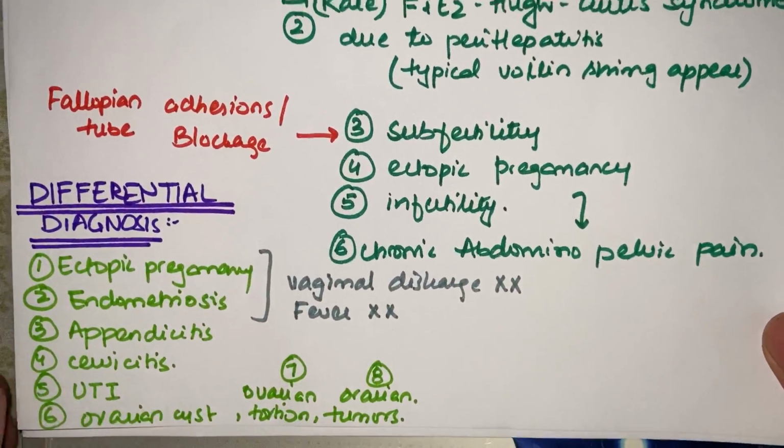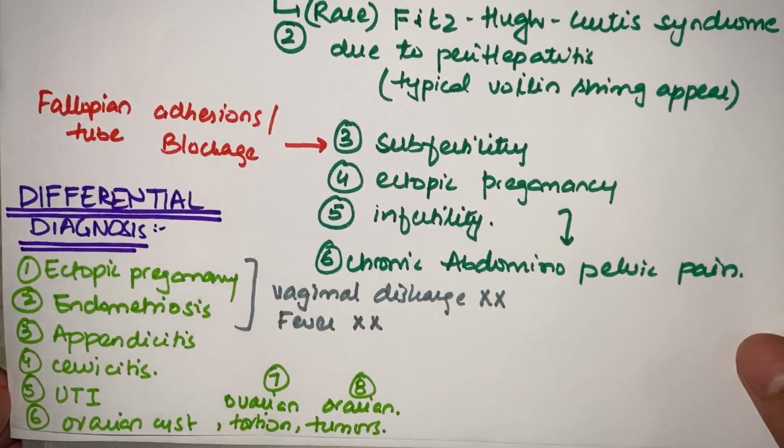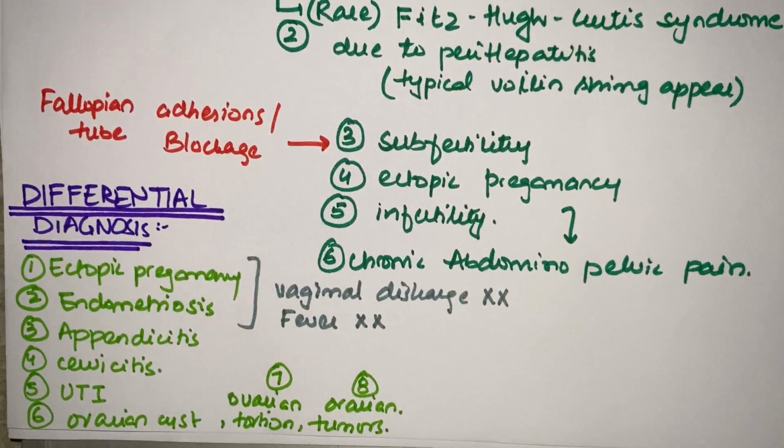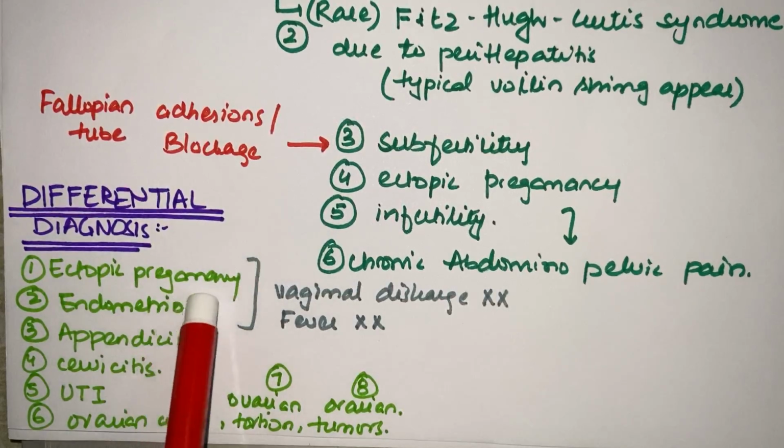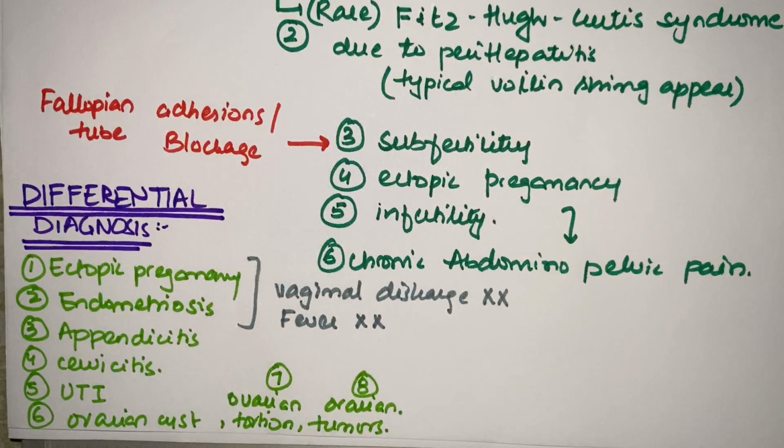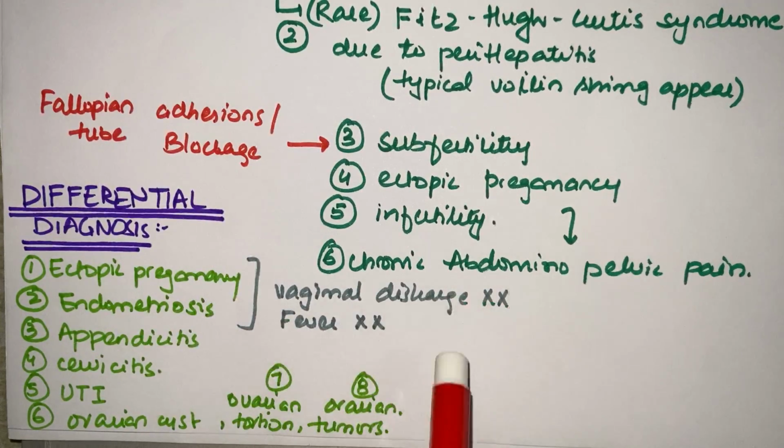Okay, moving on to the DDs. Now DDs are very important. We should know DDs of every disease so that we can diagnose adequately and manage adequately. So talking about differential diagnosis, two very important DDs are ectopic pregnancy and endometriosis. How to differentiate them from this disease, PID? In PID, fever, vaginal discharge, and thirdly lower abdominal pain is very characteristic. But in ectopic pregnancy and endometriosis, although abdominal pain and abdominal pelvic pain is present, vaginal discharge is not seen and fever is not common.